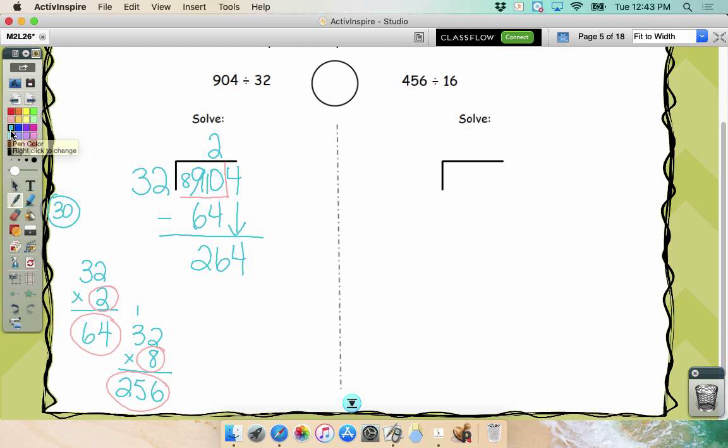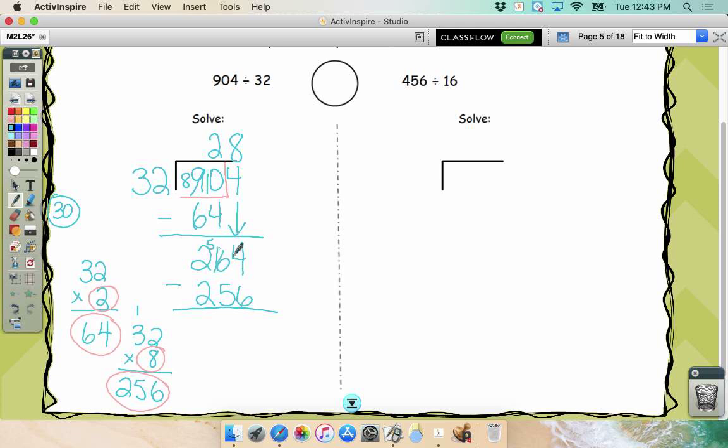Above the 4. Very good. And Kyle, what goes below the 264? 256, minus, and the line. Good. Ooh, and the line. Now we're talking. Okay, so is this regrouping?